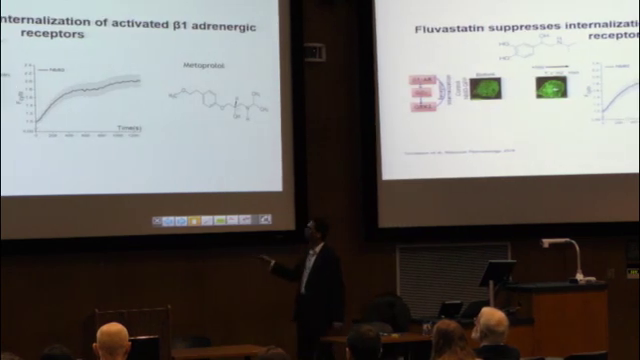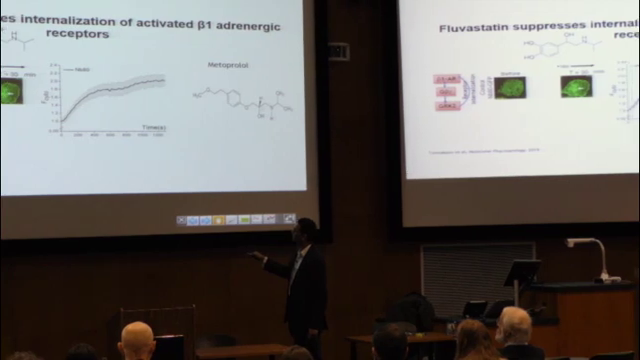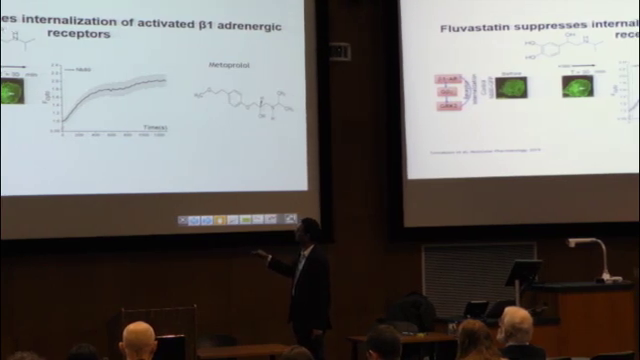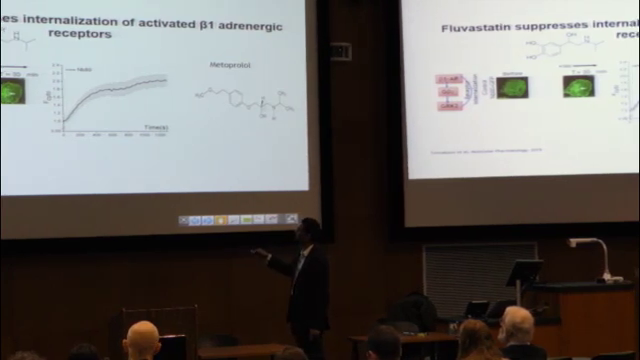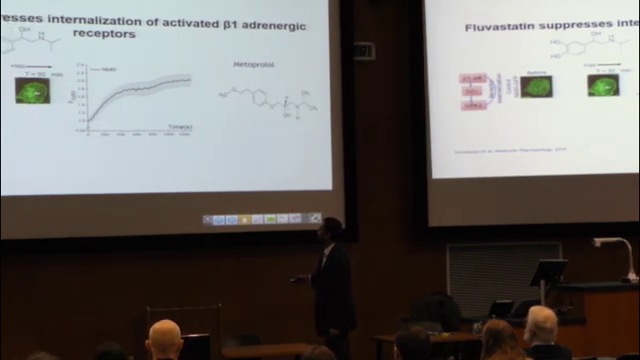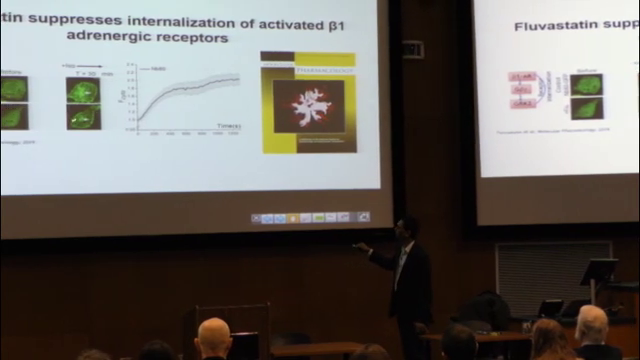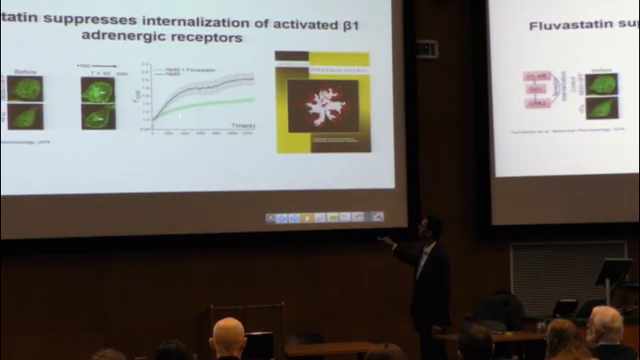So here is a sensor for the beta receptor. It is in the cytosol, but when you activate the beta receptor using, say, epinephrine, you can see the beta receptors first move to the membrane, and now they are accumulating inside. So this is the internalization. They go into the cell. They cannot sense the epinephrine anymore. But when you expose cells to statins, this internalization is substantially reduced.